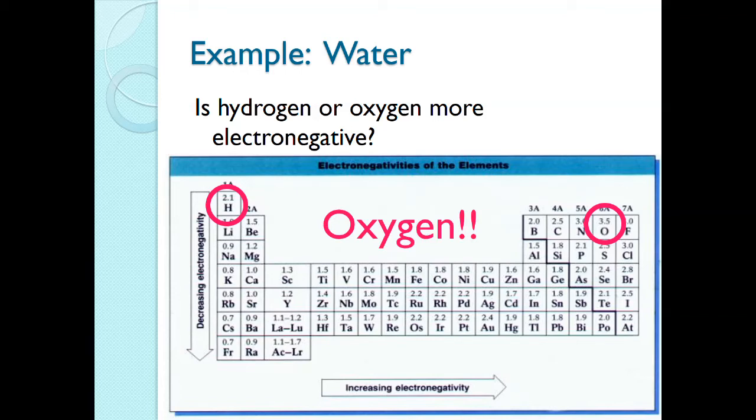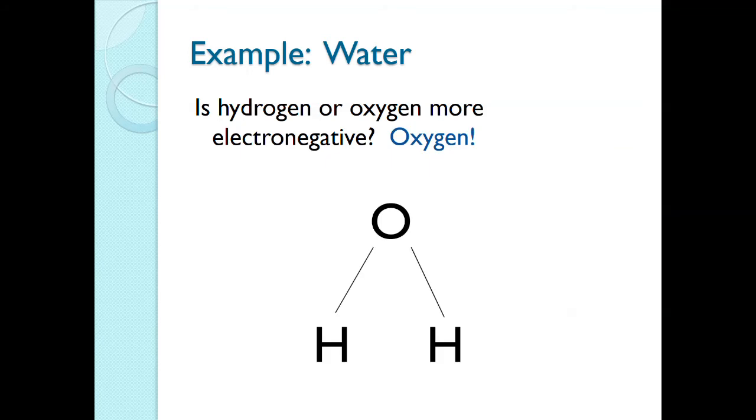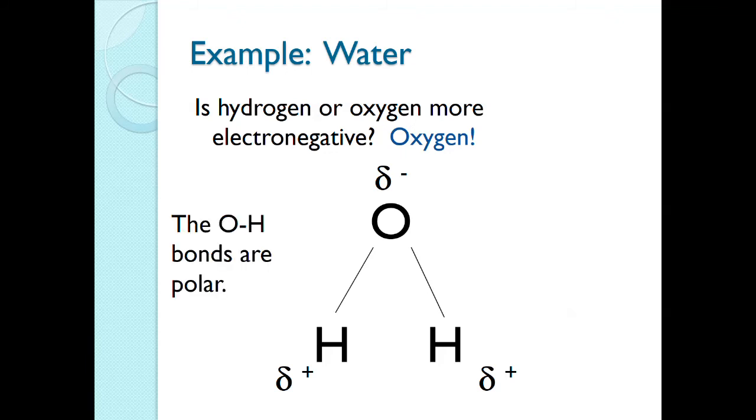Okay, so is hydrogen or oxygen more electronegative? Oxygen. So when we label our water molecule, oxygen is going to be the one with a delta negative, and then your two hydrogens are going to be the ones with the partially positive charges. Okay, so let's see. The OH bonds are polar.